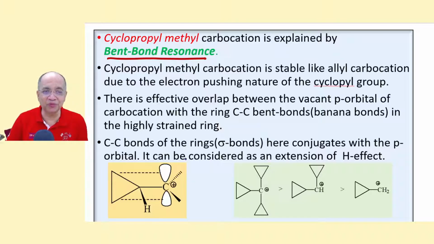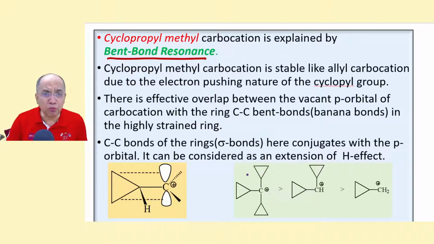Conjugation term will be used. There is effective overlap between the vacant p orbital of the carbocation and the ring carbon-carbon sigma bonds, bent bonds, or banana bonds as they are sometimes called, in the highly strained ring. The C-C bonds here conjugate with the p orbital, and it can be considered as an extension of hyperconjugation. So because of that, the cyclopropyl methyl carbocation is stable due to bent bond resonance.